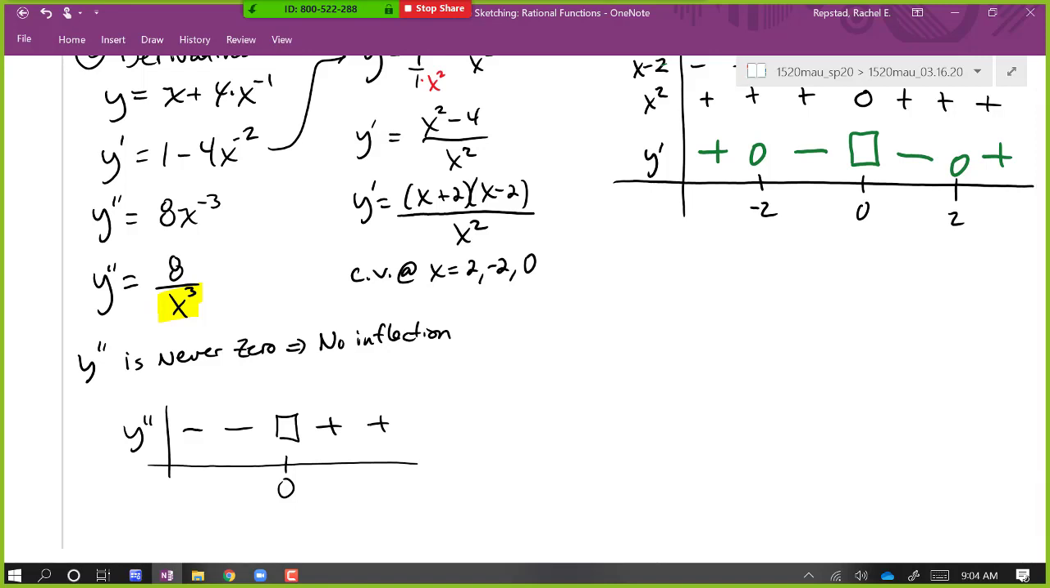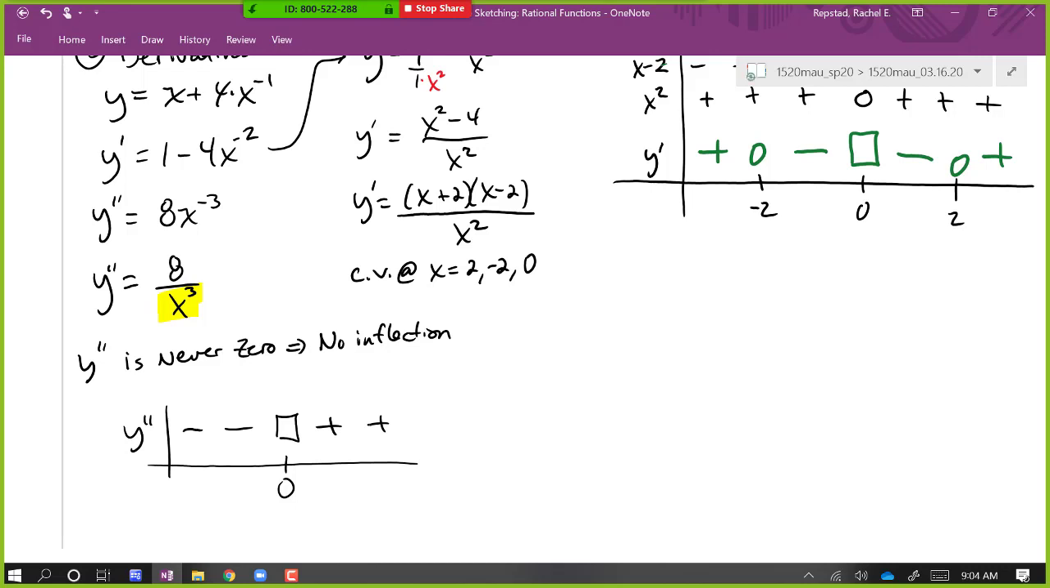We have a graph of this function that changes from concave down to concave up, but there's no point where that change happens. There's no inflection point. The reason is that it happens on either side of a break in the domain. X equals 0 is not in the domain. We get interesting behavior when that happens.